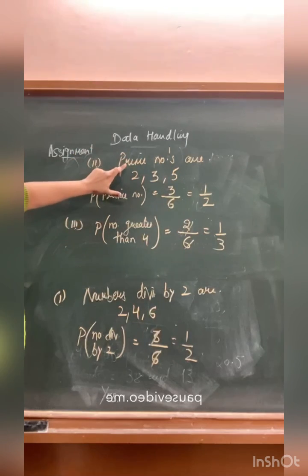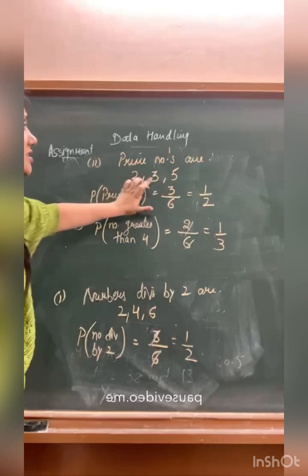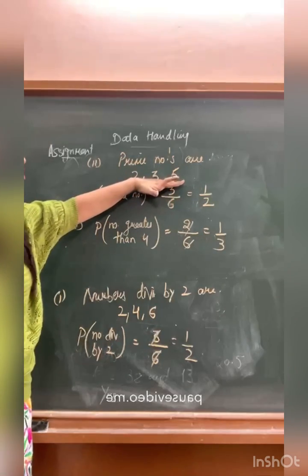Suppose, let me explain you again. Suppose you are talking about the prime numbers, then these are the prime numbers, means these are the possibilities.